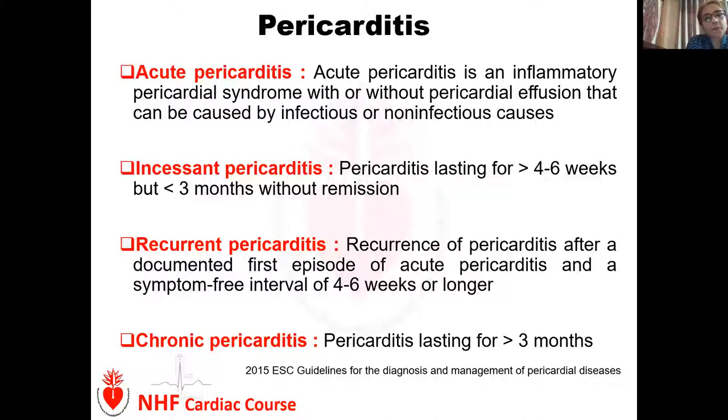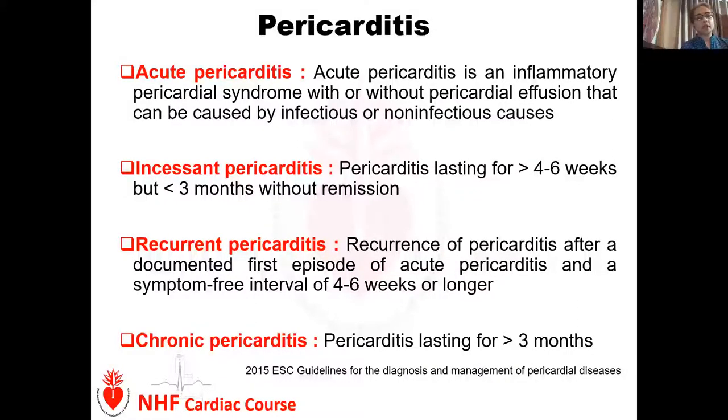There are different forms of pericarditis. First, acute pericarditis, which means an inflammatory pericardial syndrome with or without pericardial effusion. Then, incessant pericarditis means pericarditis lasting for more than 4 to 6 weeks, but less than 3 months, without remission. And if this pericarditis is lasting for more than 3 months, it is known as chronic pericarditis.